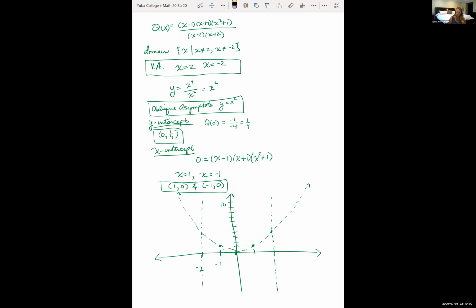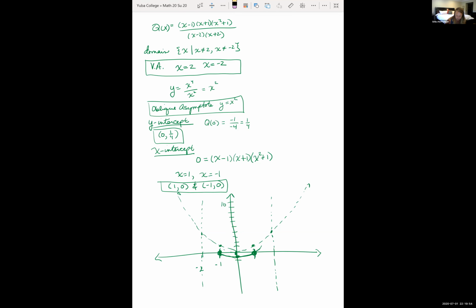And then we had points on the graph. Our y-intercept was 0, 1/4. And we had x-intercepts at 1, 0 and -1, 0. Okay, so looking at this and knowing where our values are and knowing what my multiplicity on my zeros are, I'm going to have a y-intercept here and we have a point here. So because its multiplicity is odd, I'm going to cross this axis.